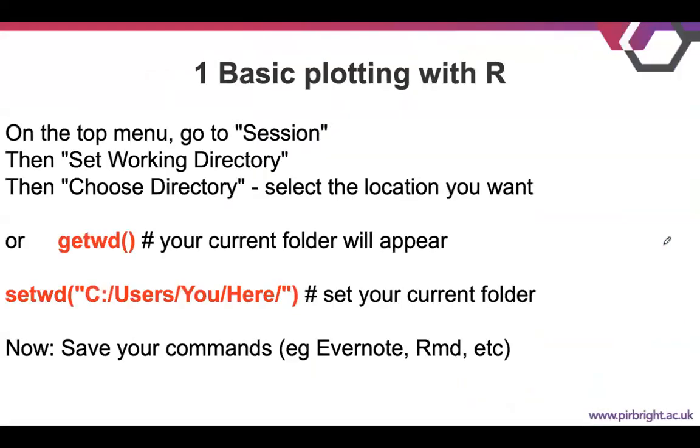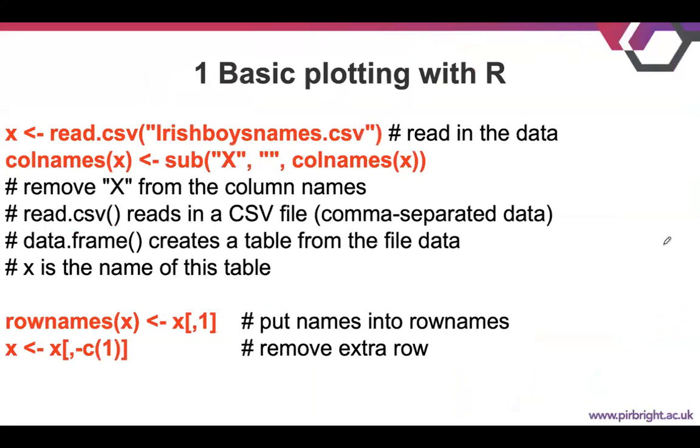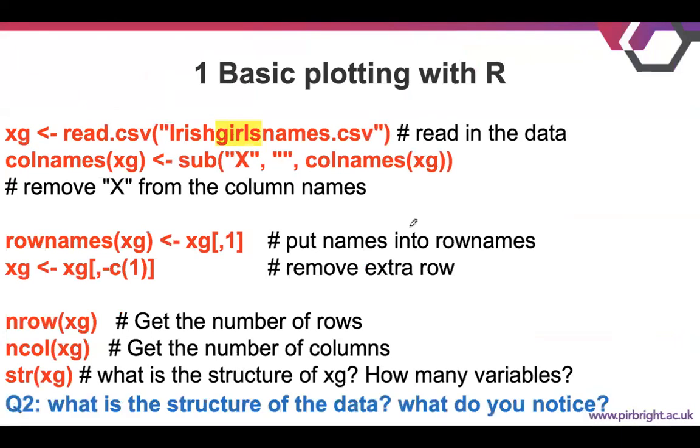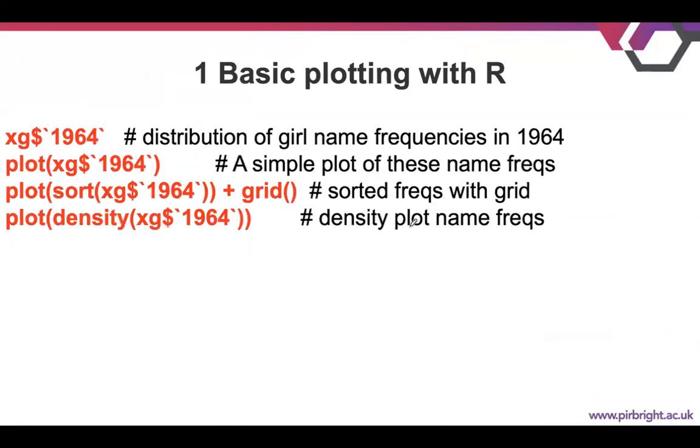So when we do this in R, you'll set your working directory, and what you'll do is import our group of Irish boys' names into R. We might manipulate it just to remove an extra row there. You do that for the girls' names as well, and you'll be able to count, look at the structure of the data, and we'll be able to do some basic plotting with R.